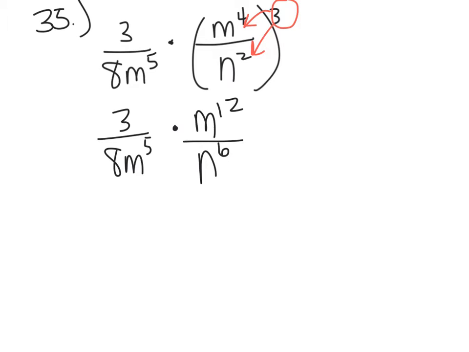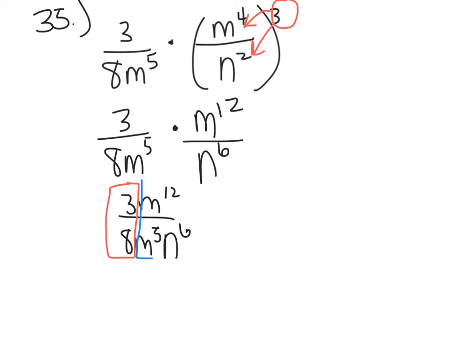Now I'm going to multiply straight across, just like I would with any type of fraction multiplication, and I get 3m to the 12th over 8m to the 5th, n to the 6th. So I look at my new fraction to see if there's any like bases I can simplify. You always want to look at the numbers to see if there's anything that can be simplified, if there's any common factor. So if I look at 3 and 8, there's no common factor, so those two numbers are going to stay put. They're going to stay as they are. Nothing's going to be simplified.